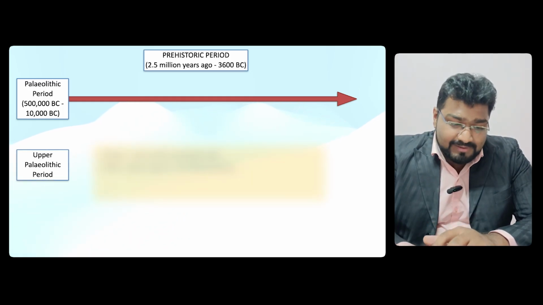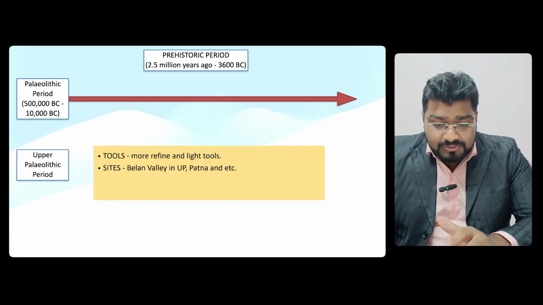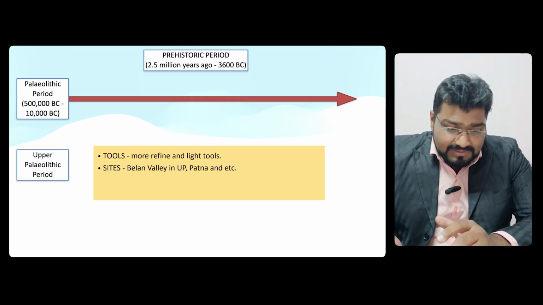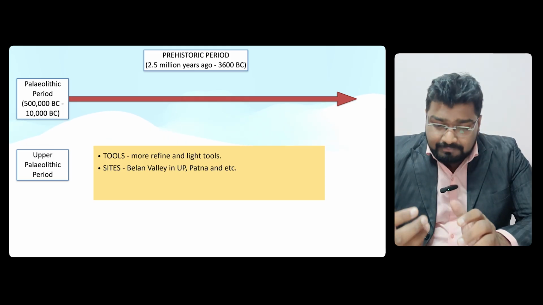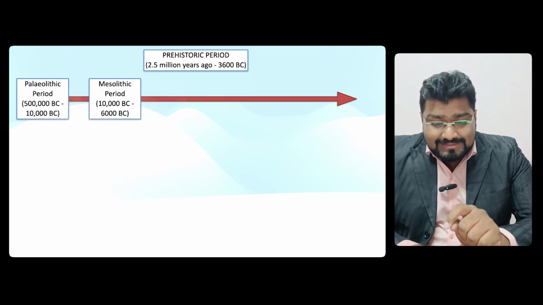In the Upper Paleolithic period, you will get to see more refined and lighter tools. Now sites here are Belan Valley in UP, that is Uttar Pradesh, Patna, and a few others. Right, few sites. Then we'll see the Mesolithic period.